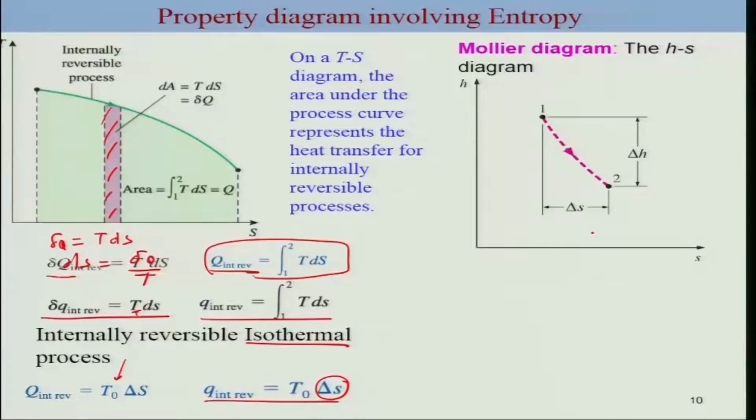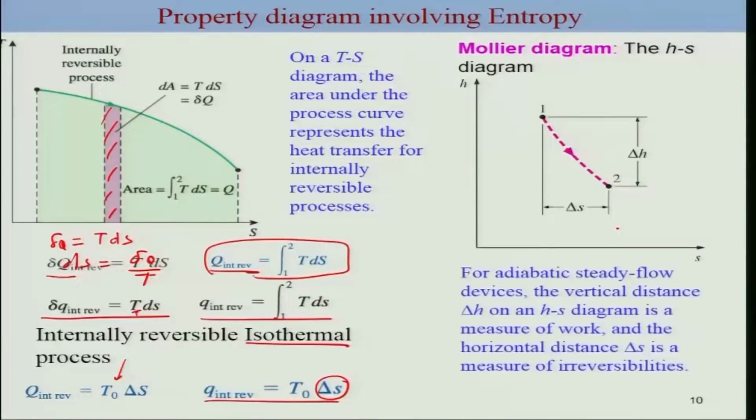The enthalpy-entropy diagram is quite valuable in the analysis of steady flow devices such as turbine, compressor and nozzle. For adiabatic steady flow devices, the change in the enthalpy is a measure of the work output, for example for a turbine, and the change in the entropy is a measure of the irreversibility associated with the process. Thus property diagrams such as TS and HS become great visual aids in the thermodynamic analysis of processes where the second law analysis has to be done.